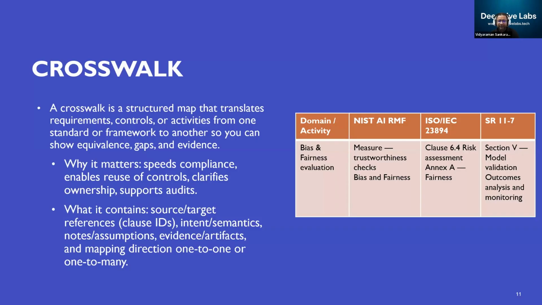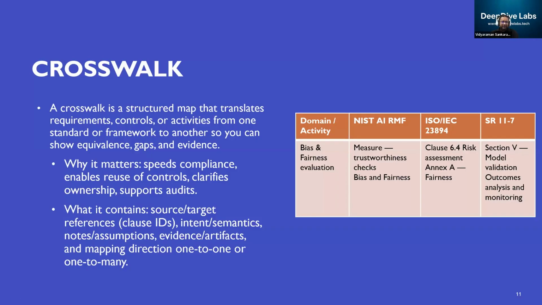So here on the right hand side, you see one particular example. Let us take as an example the domain of bias and fairness. In the NIST AI RMF, you will be able to look into it in the particular pivot that we talked about as measure. And in ISO 23894, we'll be able to see it in clause 6.4, which is in Annex A about fairness. Finally, in SR 11, the supervisory guidance that we just saw, we will be able to see it specifically under the model validation, the outcome analysis, and the monitoring.